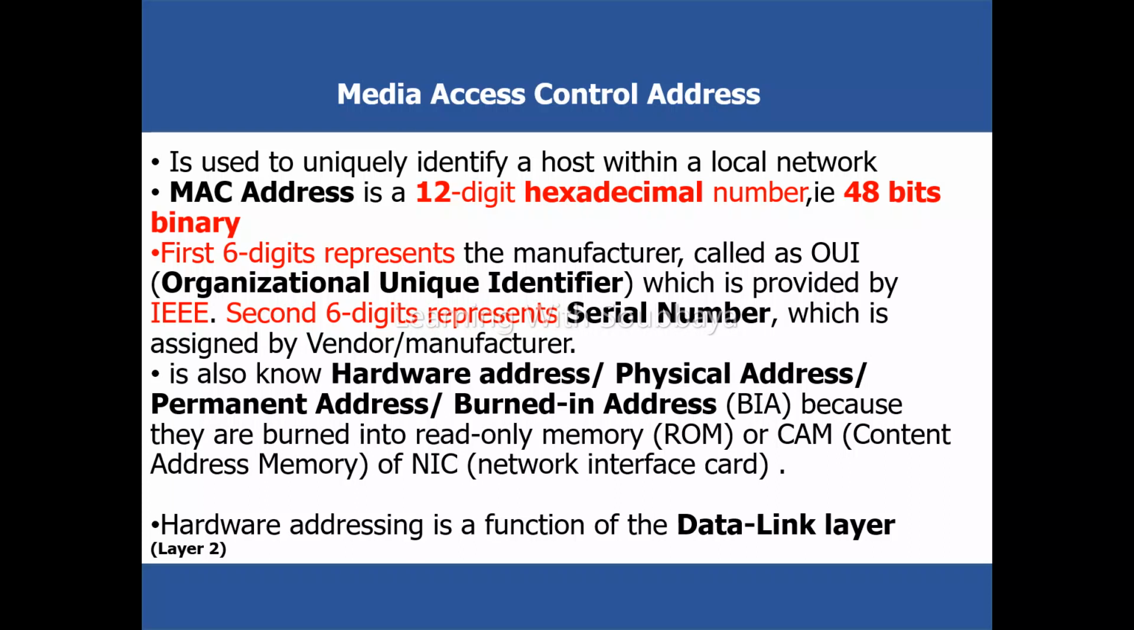This 12-digit number is divided into two portions, 6 digits and 6 digits. The first 6 digits represent the OUI, Organizationally Unique Identifier. The second 6 digits represent the serial number, or we can say the vendor-assigned number. Vendor means company. The company assigns the number, and that is called the vendor-assigned number.